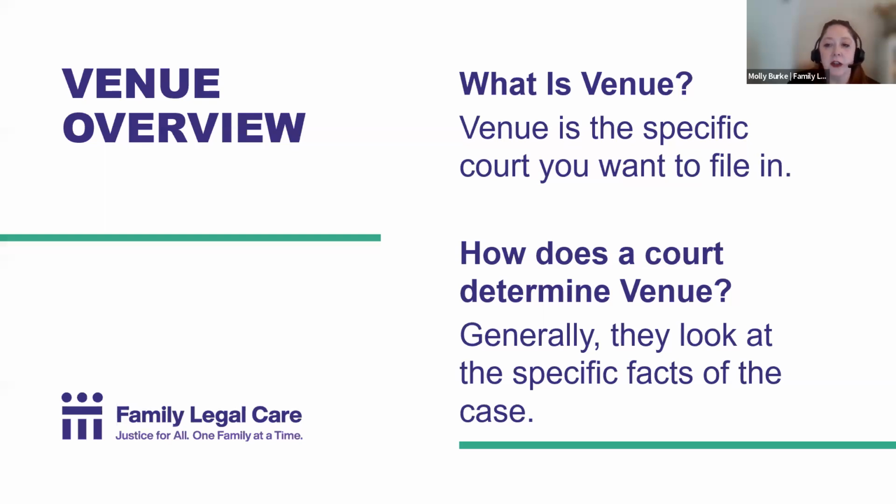So now that you've determined which state is the appropriate state to file in, how do you determine where within this state you file? This is known as venue. Venue is the specific court that you want to file in, and it's generally looking at the specific facts of the case to determine which specific court to file in. It can also be determined based on where you or your child lives.